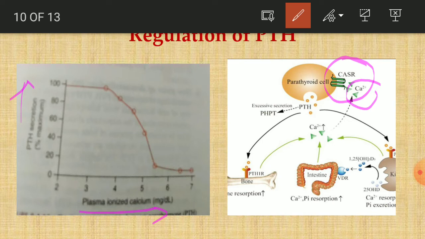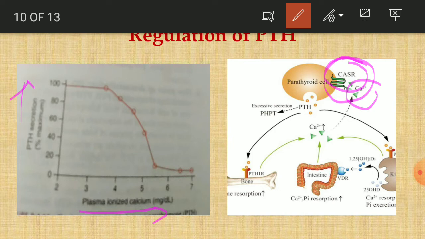But whenever the calcium level falls, there occurs disinhibition of the parathyroid cells and release of PTH occurs in excess. And when, by modulating different target organs, blood calcium level is again restored, the high blood calcium level sensed by the CASR further suppresses parathyroid release. So, this is the major regulator of parathyroid hormone release of our body, that is ionized calcium of blood.